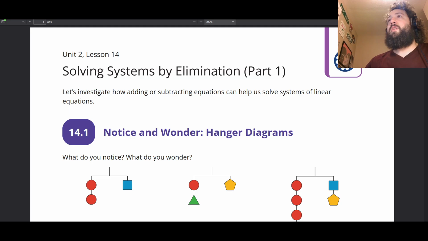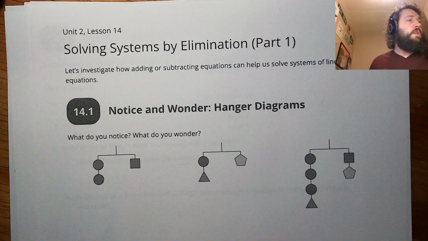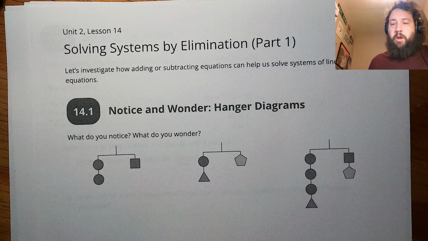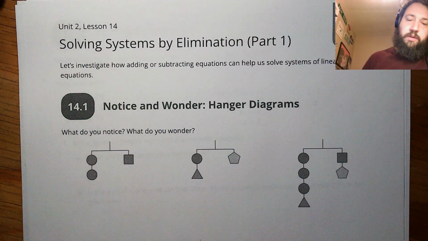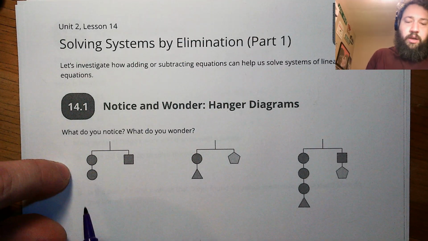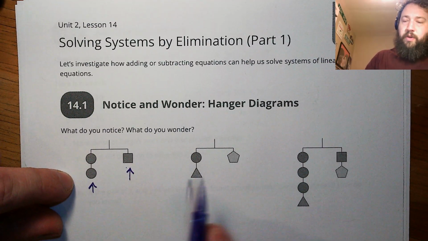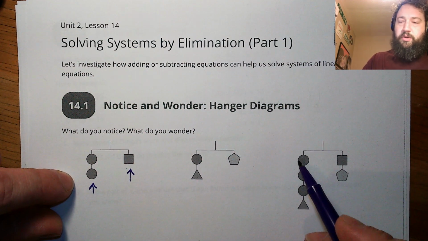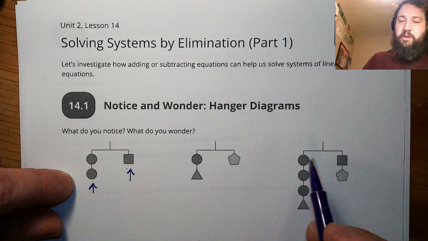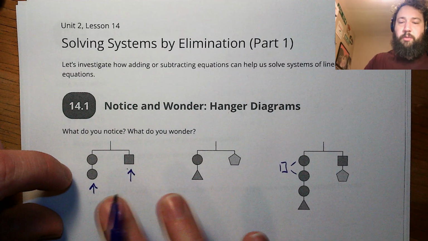We're starting off with these hanger diagrams here in the book. It asks us, what do we notice and wonder? I'll let you pause the video and do your own notices and wonders. But one of the things I see is that 2 circles is the same thing as 1 square. So if I look over here, I can see 2 circles right here. That could be 1 square. These 2 circles could be considered 1 square because they're perfectly balanced.